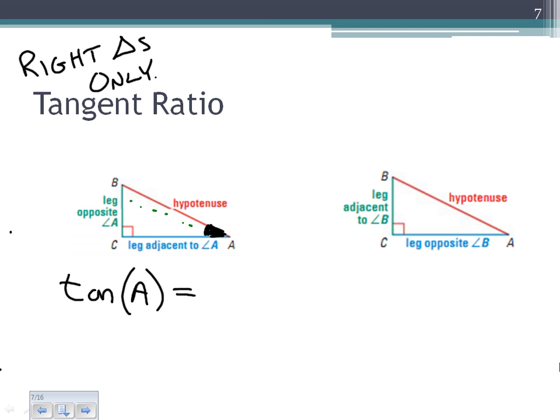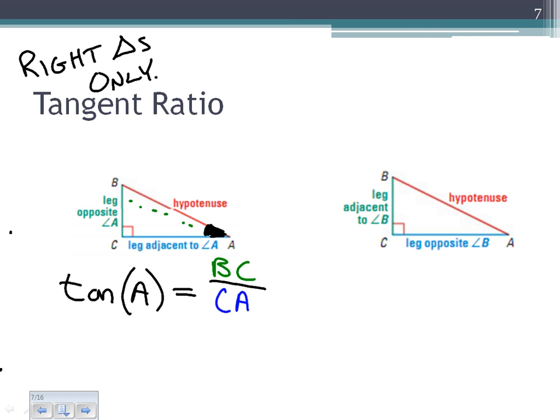However, notice that there's two legs that are next to A. There's the hypotenuse, the red one, and the blue one, CA, on the bottom, right? Adjacent always refers to not the hypotenuse. The hypotenuse is special. The hypotenuse is always the hypotenuse. Okay? So the leg opposite it would be BC in green. And what's the leg adjacent to it? What is it? CA. Very good. The leg adjacent to it is CA.